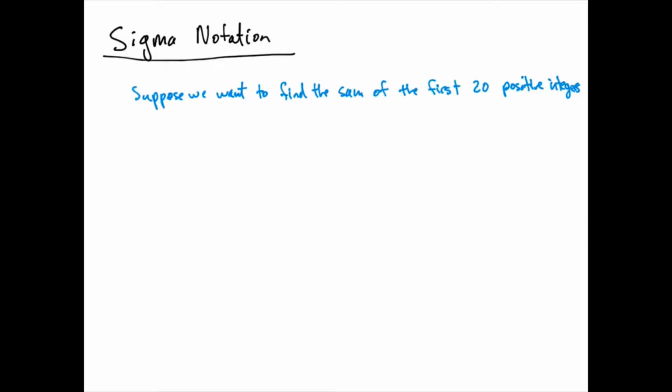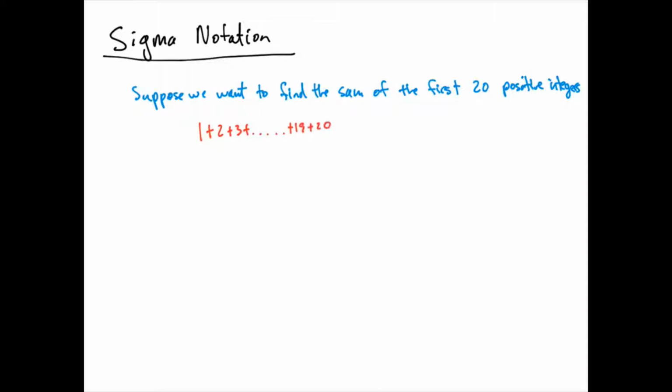In this video, I'll be going over the basics of sigma notation. So we'll start with a question. Suppose we want to find the sum of the first 20 positive integers. So what this means is we want to find the sum of 1 plus 2 plus 3 plus all the way up to plus 19 plus 20.